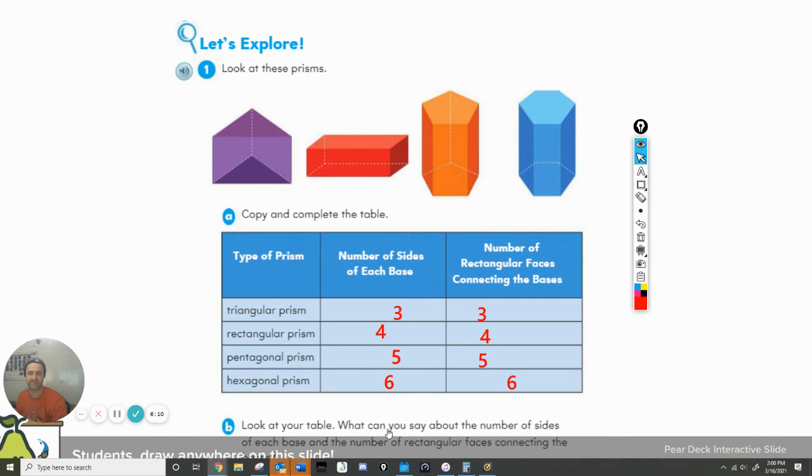Well, friends, I'm going to just go out there and say this one wasn't exactly rocket surgery. How do the sides of the base compare to the number of rectangular faces? They're equal. Big secret, eh?